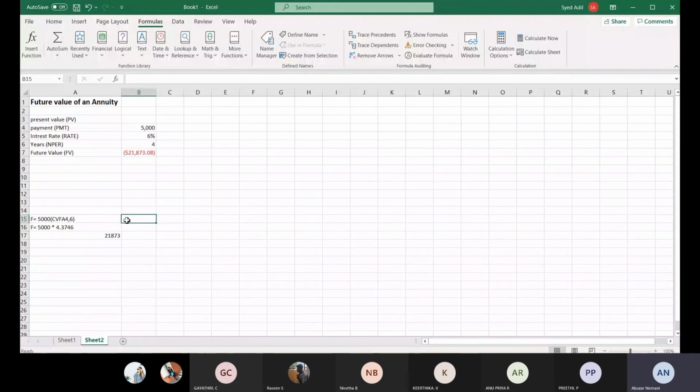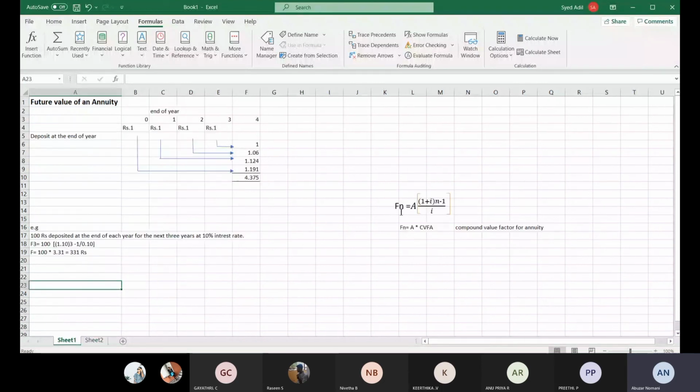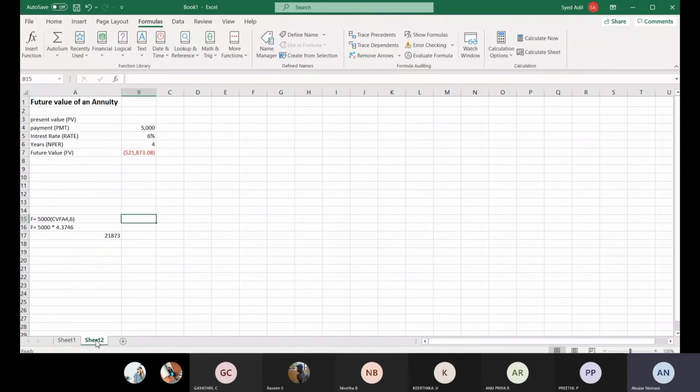With the help of table we can find out. Okay, so 5,000, what is the formula? Future value of annuity is A into (1 plus i) raised to the power n minus 1, divided by the interest rate. And also we can shorten the formula with the help of compound value annuity factor. Fn is equal to A into CVFA, compound value annuity factor. So compound value annuity factor we can use here and see the table.